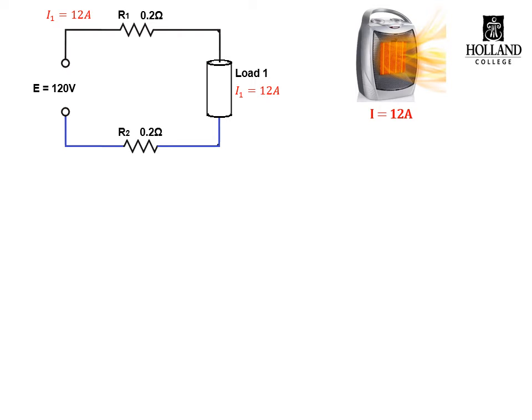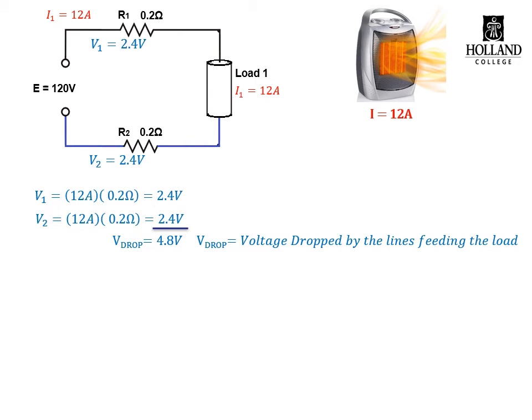Since our load's drawing 12 amps and our feeder wires, R1 and R2, each have 0.2 ohms, we can calculate the voltage out for those two lines, where each of them are going to have a 2.4 volt drop. We call this the voltage drop. This is the voltage that is dropped by the lines that are feeding the load. It's a series circuit. So we can now calculate the voltage to the load, where the voltage of the load is equal to our source, subtract our voltage drop, which in this case is 120 take away 4.8 volts, for a total of 115.2 volts.